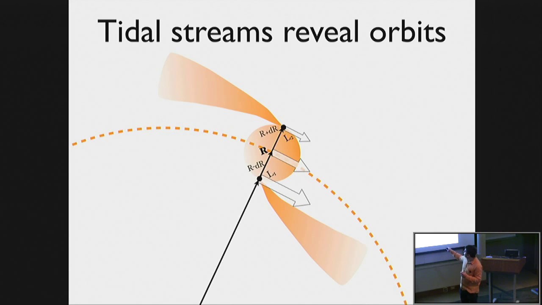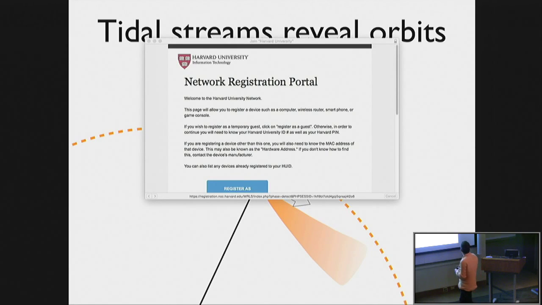And the stars that leave through Lagrange 2, they'll have high energy and high angular momentum. Their orbital periods will be longer, and they will start to trail. And because these regions around Lagrange points are quite small, the initial conditions for stars that leave through here and through here will be quite similar. So they will arrange themselves on tidal tails that will be streaming along the orbit of the progenitor.